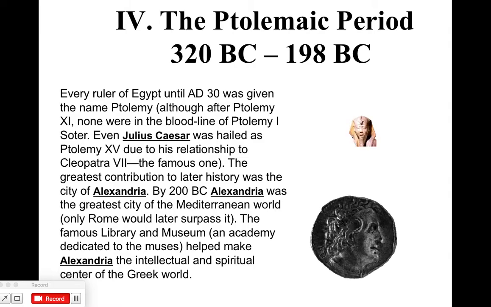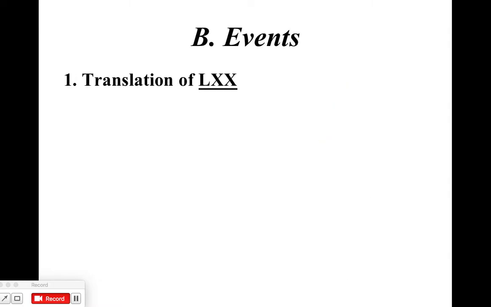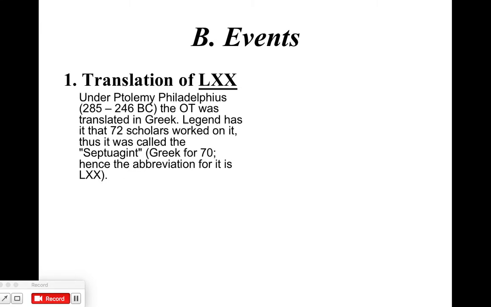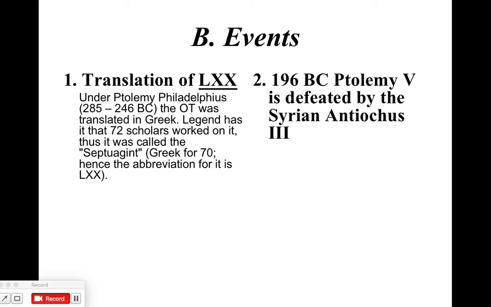But during this time, what we have is what's called the translation of the LXX. During this time, the books of the Old Testament were translated into Greek, and the scholars that worked on it, we call it the Septuagint. You can Google that and see more about the Septuagint, but they translated it from Hebrew into Greek for that time period and those people to better understand the Old Testament.